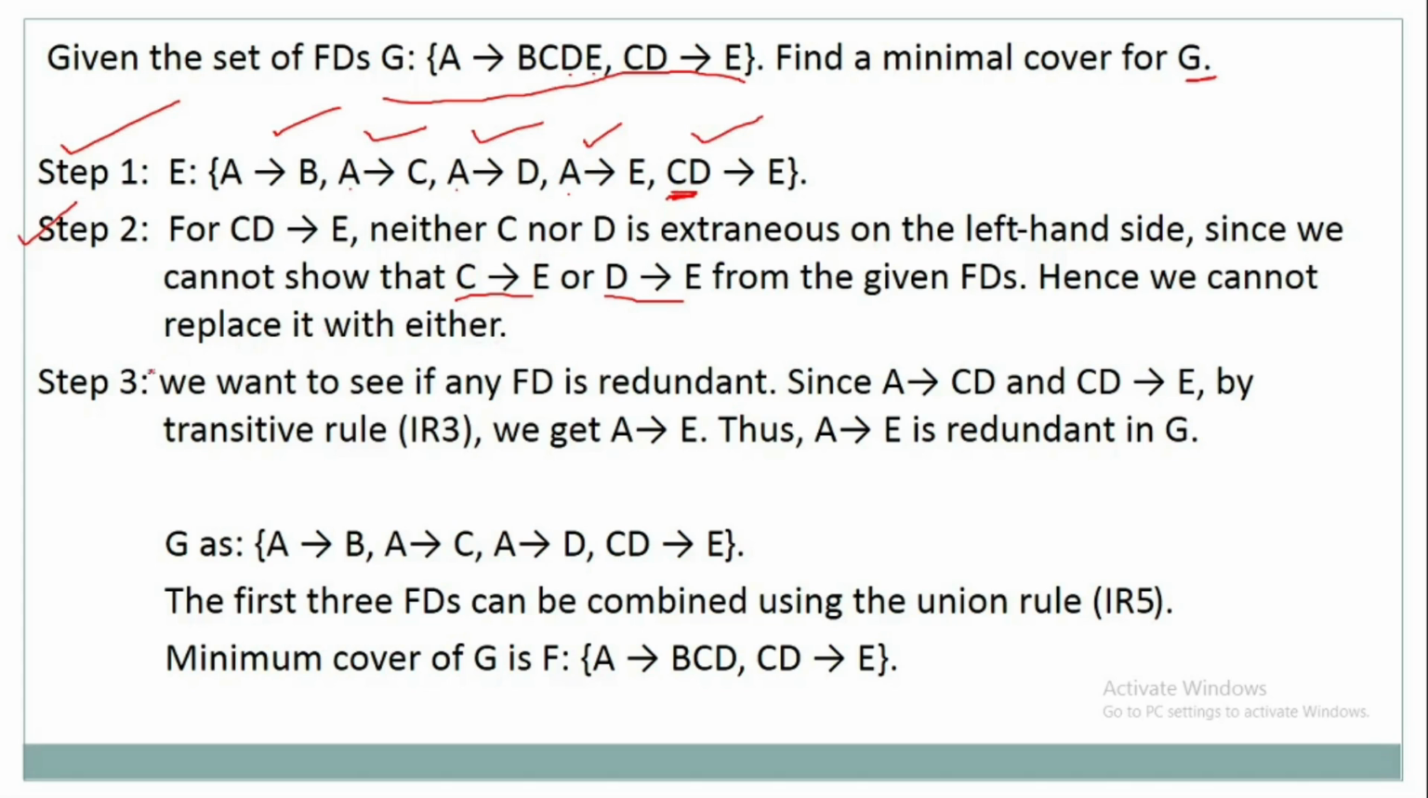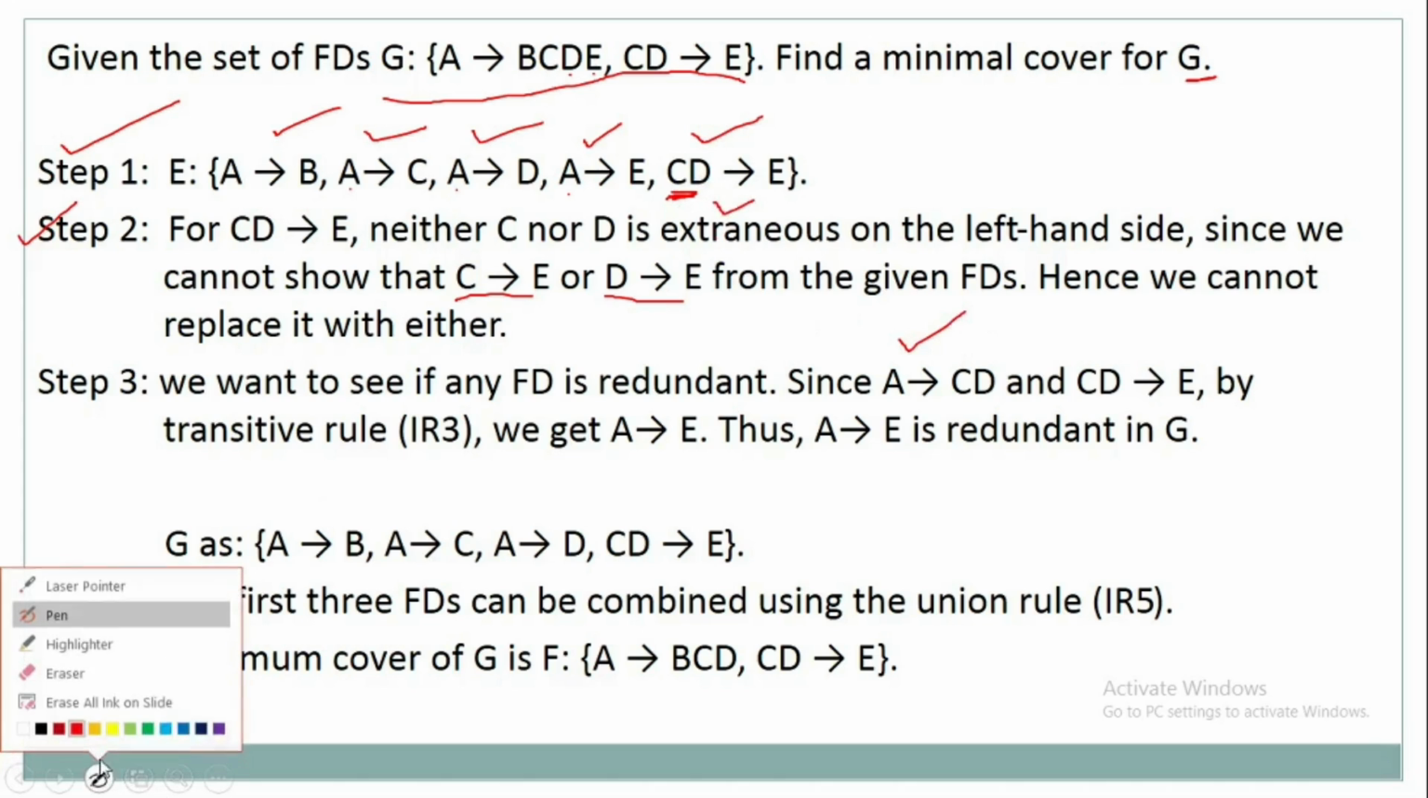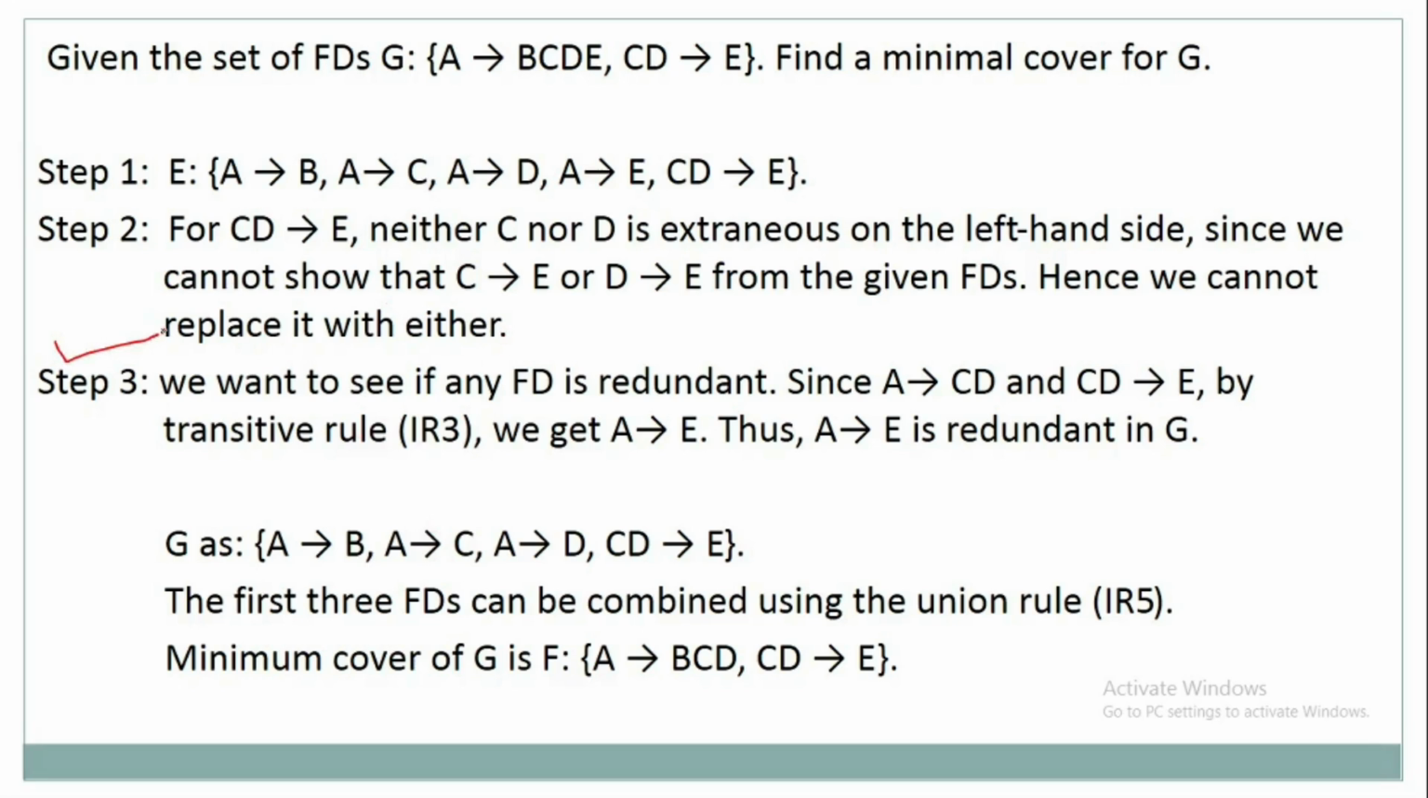Now the third step, we need to check whether there is any redundant functional dependency in the set. Since A determines C and A determines D, this is the additive rule, based on which I can say that A determines CD. Yes, A determines CD, and CD determines E. Once again I will erase everything. In the third step we need to remove the redundancy. We have these two functional dependencies. Based on the additive rule, A determines C and A determines D become A determines CD. And as you know, CD determines E. So by the transitive rule, we know that A determines E.